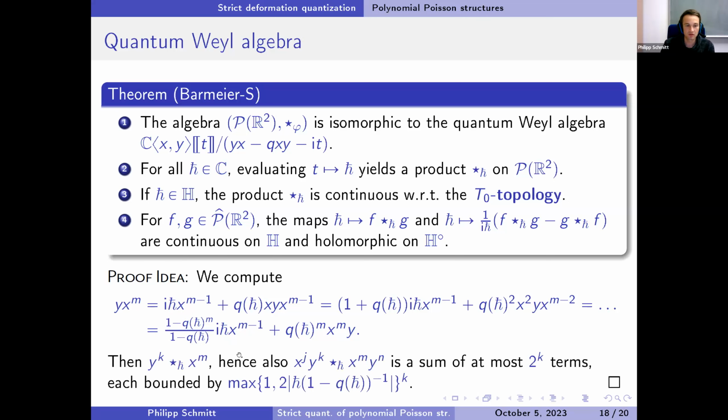And because this is a constant, you can now compute the star product of arbitrary monomials. This is a sum of 2k terms, each bounded by this constant to some power k. And these constants you can just absorb in your continuity estimates. This is the reason why the combinatorial star product, or this quantum Weyl algebra, behaves much nicer when it comes to convergence than the original Weyl product.